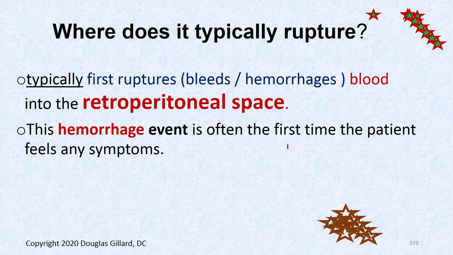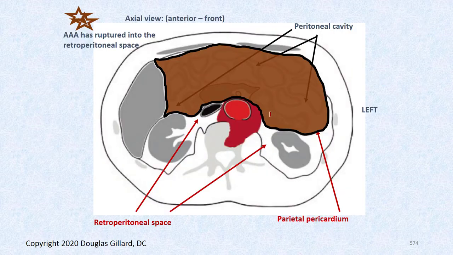Typically ruptures, surprisingly not forward, but if the abdominal aorta we're talking about still, if it ruptures, it usually ruptures posteriorly into the retroperitoneal space. And the hemorrhage event is the first symptom the patient may have, usually abdominal pain. It's the most common symptom of this stuff.